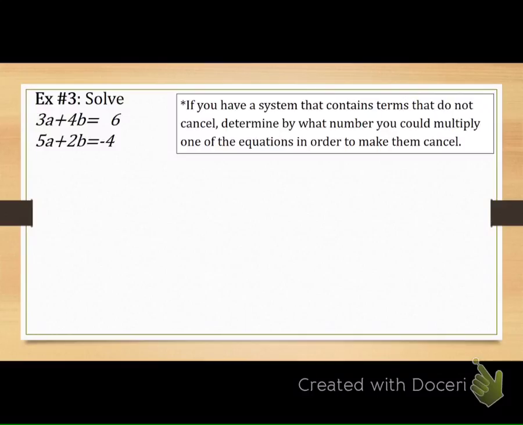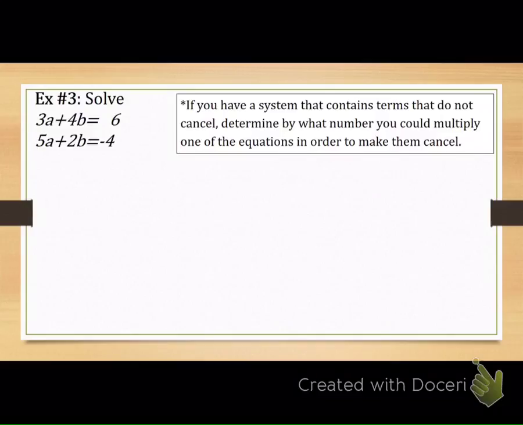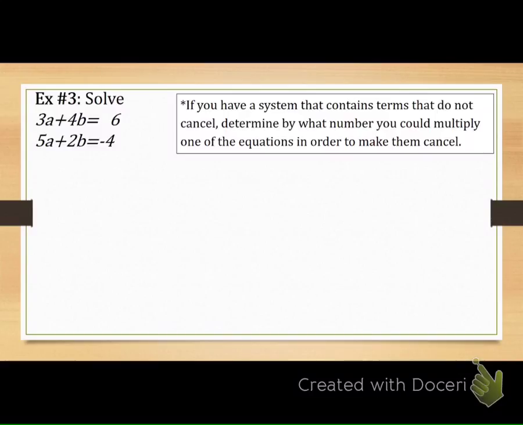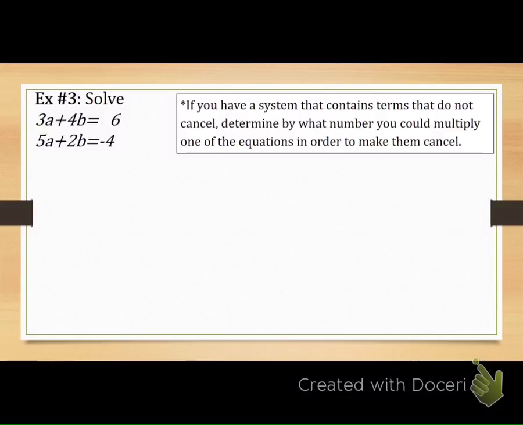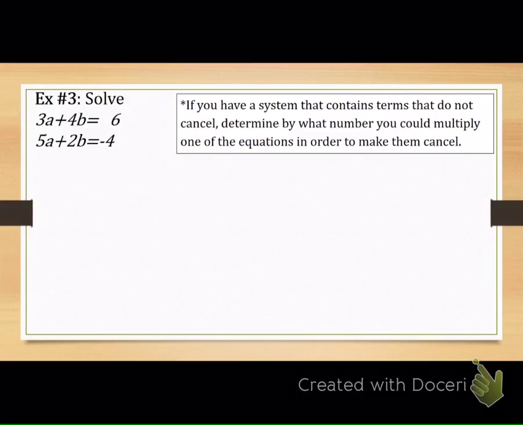So, if you have a system that contains terms that do not cancel out, even if you multiply one of them by negative 1, you need to determine by what number you can multiply maybe one or both of the equations in order to make them cancel. So, you'll notice in front of the A, the coefficients are 3 and 5, and in front of B is 4 and 2. Do you see that? Neither of those, if you multiply by negative, will get it to go away. But we can multiply by a number to get them to look the same.